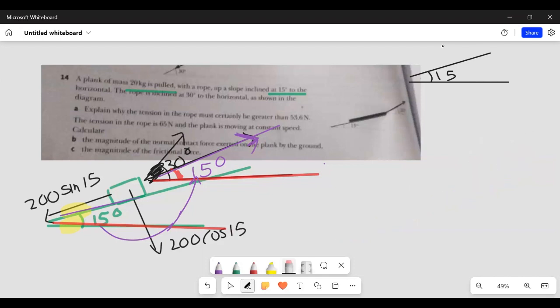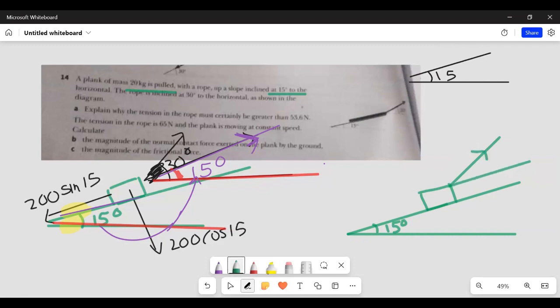So let me redraw the figure. You have an inclined surface, inclined at 15 degrees. You have a mass. You have a force. And the angle that the force is making parallel to the plane of motion is 15 degrees, not 30 degrees. This will be 15 degree. Okay. So now you can resolve the force.